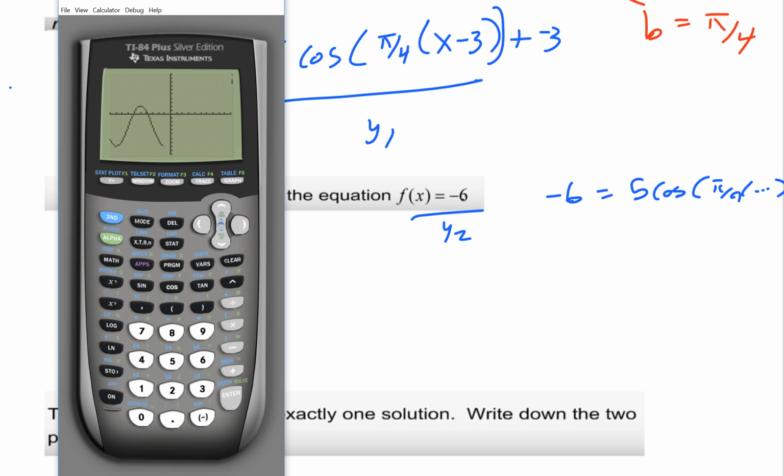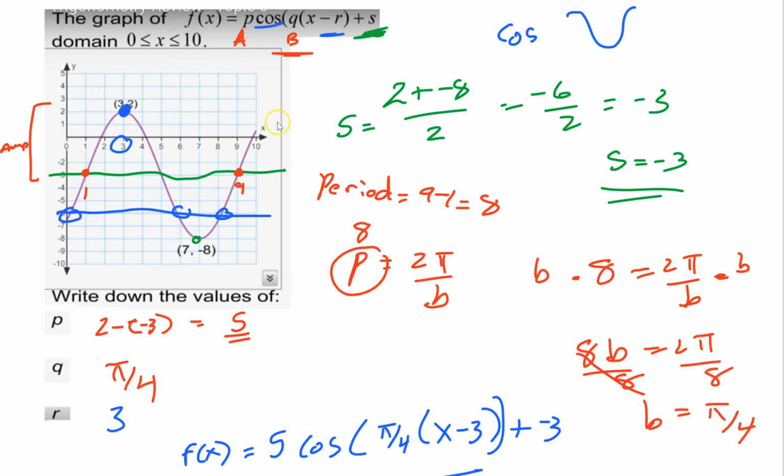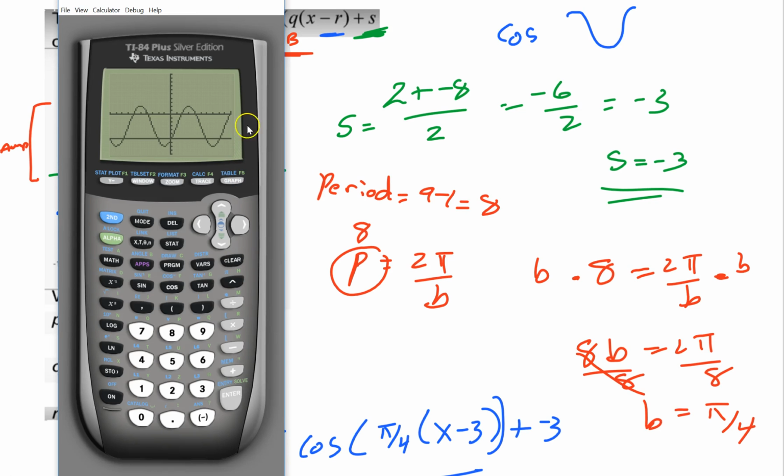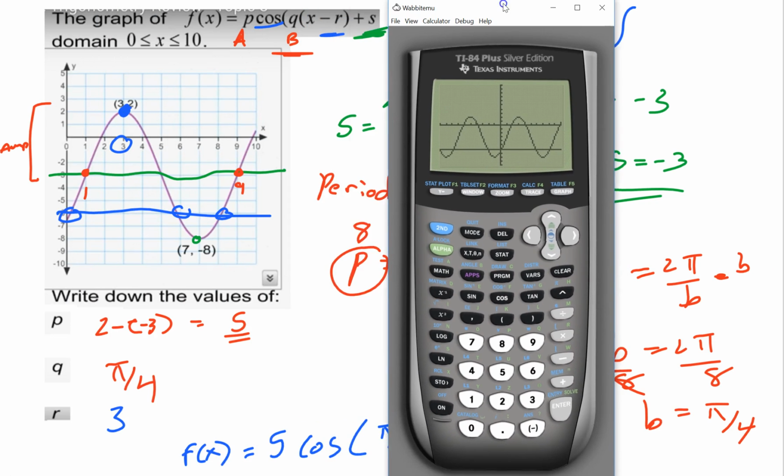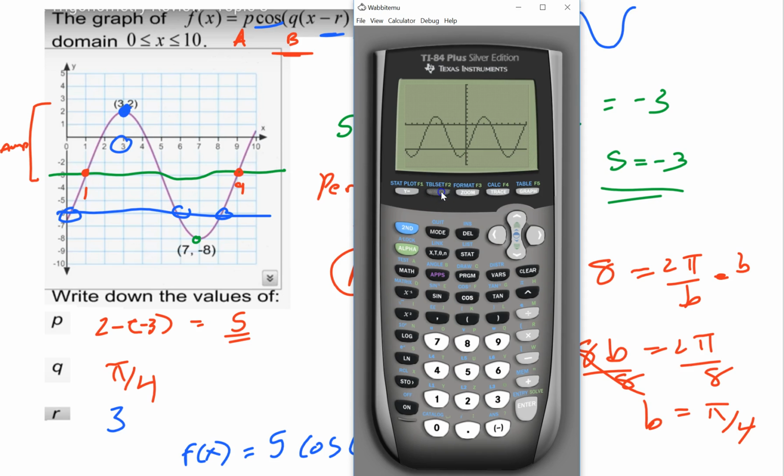I get this. Now here's the thing we want to keep in mind. We always want to match my window to my graph. So right now I'm all over the place. So let me go fix my window. 0 to 10 for my x, and then for my y, negative 10 to 5. Graph it now. See now how it matches that.